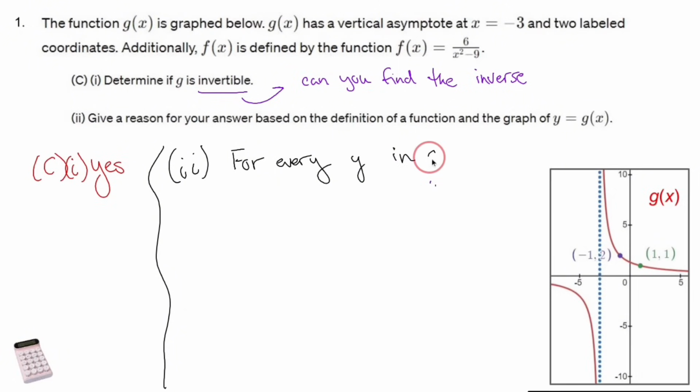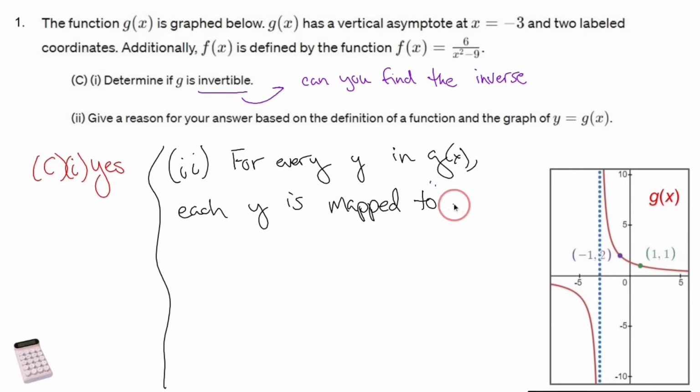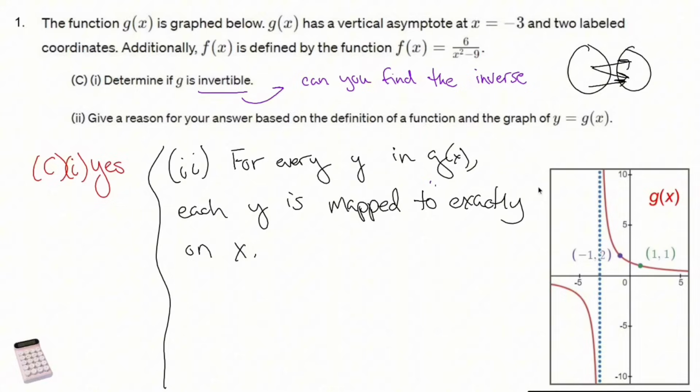y in g of x, each y is mapped to exactly 1 x. What that means is, if you remember things like these, what were these called? Mapping diagrams. Back in 8th grade, you were asked to find out if something's a function, and you would say no, it's not. Well, now I care about it in the opposite direction. Every y is mapped to exactly 1 x.